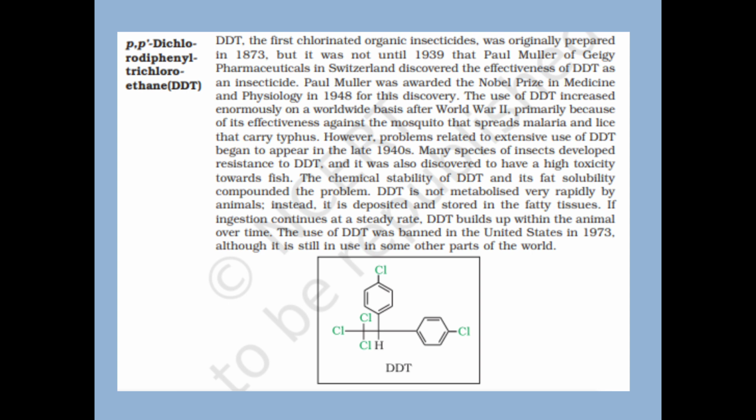If ingestion continues at a steady rate, DDT builds up in the animal over time. The use of DDT was banned in the United States in 1973, although it is still in use in some other parts of the world. This is the structure of DDT. Thank you. This is the end of the chapter on haloalkanes and haloarenes.